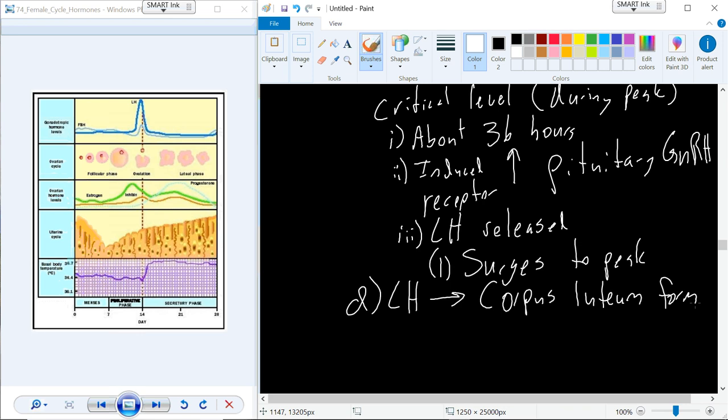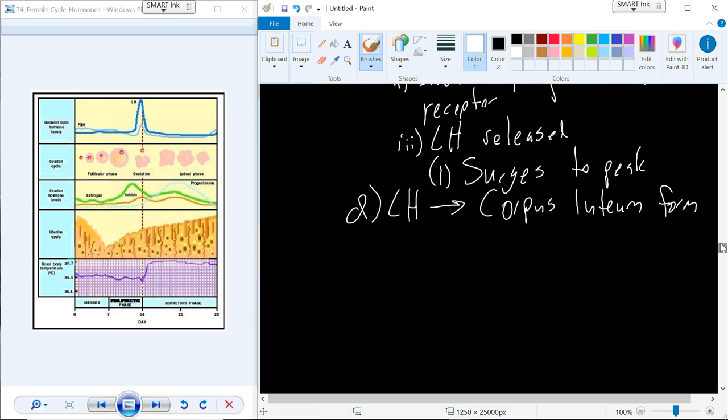Now during that peak, luteinizing hormone causes the corpus luteum to form. So ovulation is going to occur. LH surges, stimulating the release of the oocyte from the follicle. Ovulation occurs. And what's left over in the ovary is the corpus luteum. LH is going to have an effect on the corpus luteum as well.